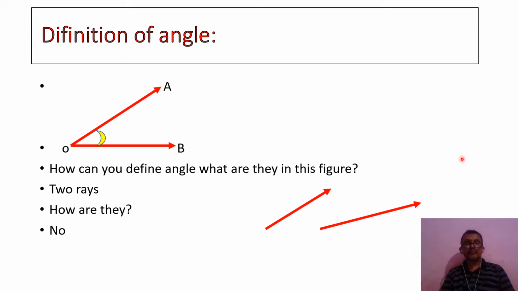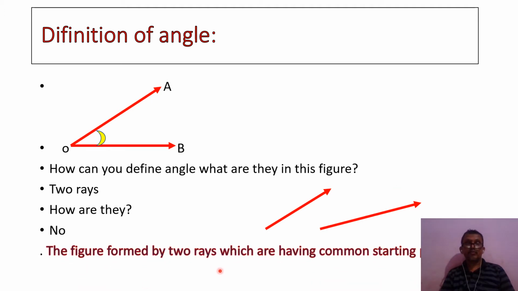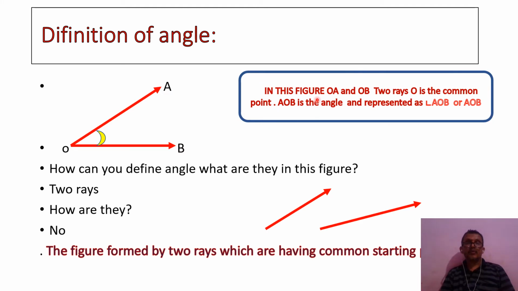So when do they form an angle? If two rays start from a common point, then that forms an angle. Therefore we can define the angle: the figure formed by two rays which have a common starting point. This is important. The figure formed by two rays which have a common starting point is called an angle. So here in this figure, OA and OB are two rays. O is the common point.